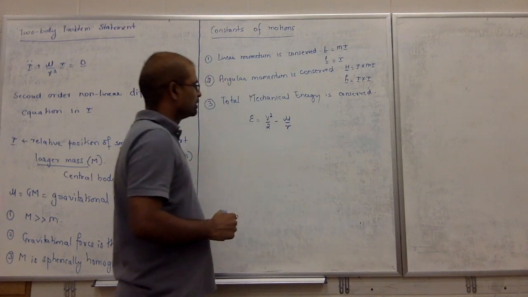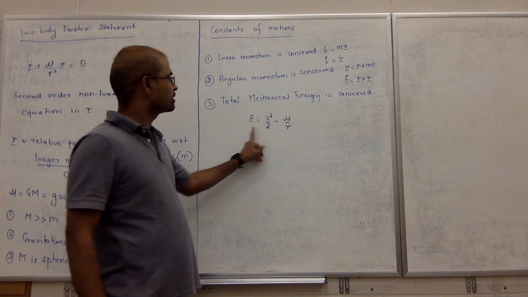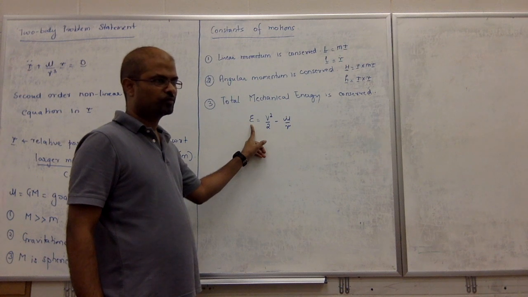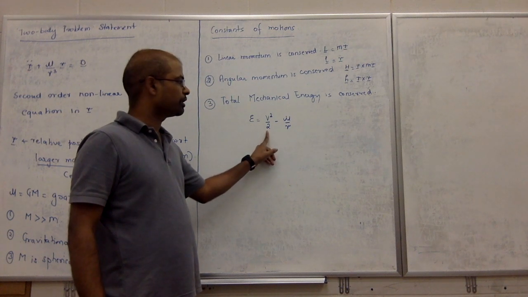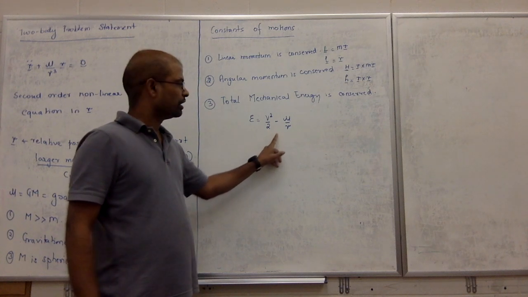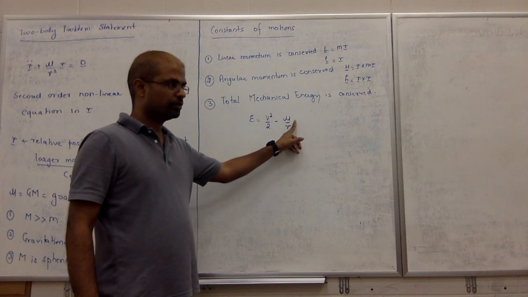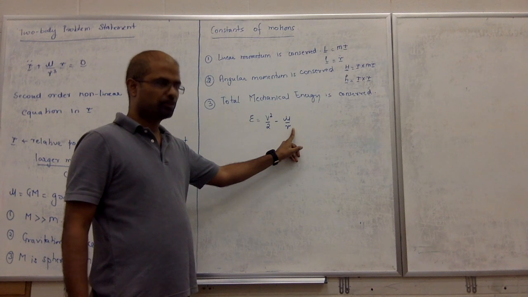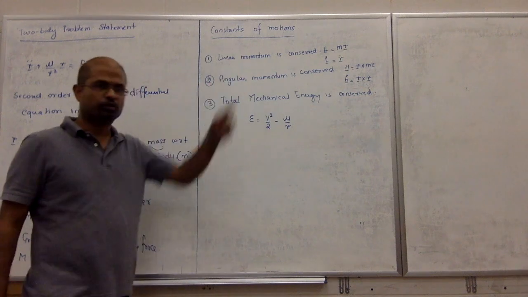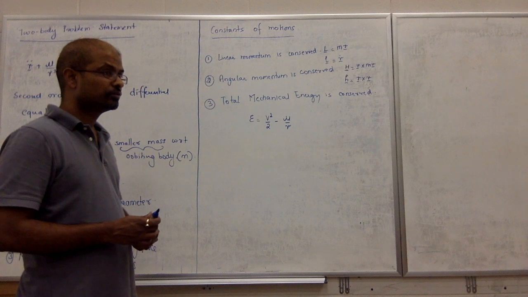We'll talk about this. This is the kinetic energy. This is the total specific mechanical energy. Again, this is divided by mass: half mv squared. And this is mu over r. Again, mu is simply a constant, and r is the position. So this is also a constant of motion.